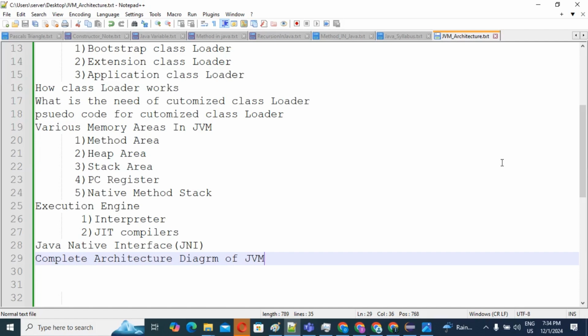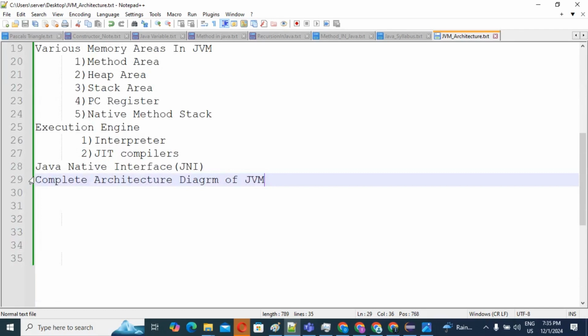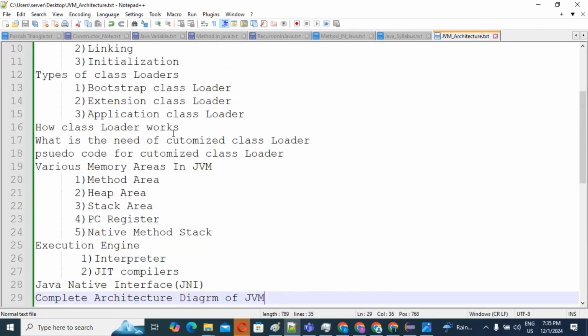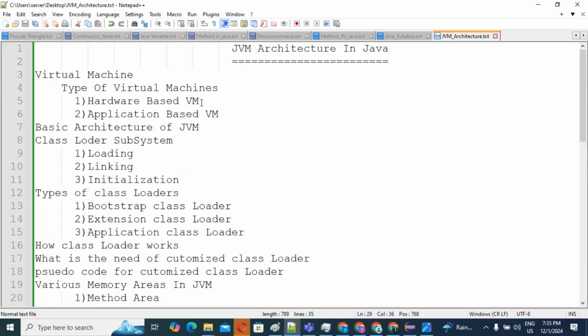Guys, the next topic is the complete architecture diagram of JVM. First I will show only the diagram, the components we have. Here you can see the basic architecture of JVM. I will show one architecture diagram here, but at the end you will come to know all the components and how we are going to use them while creating the JVM, and how the Java people architected this Java Virtual Machine. So this is the complete topic we are going to cover in JVM architecture.